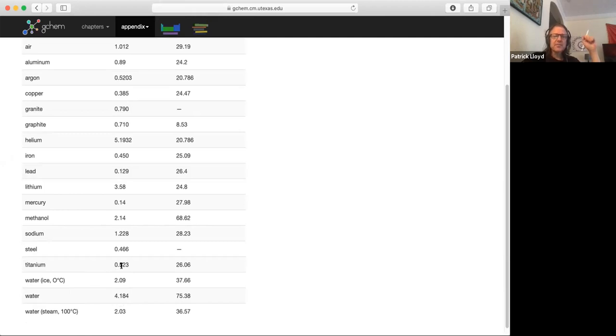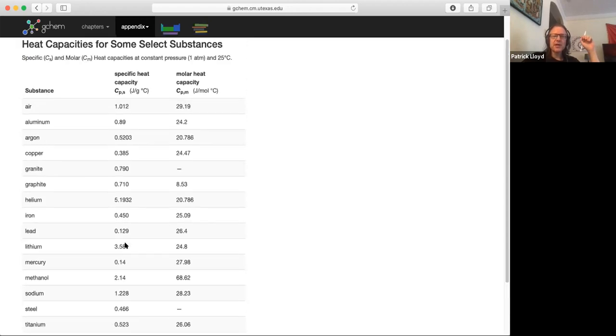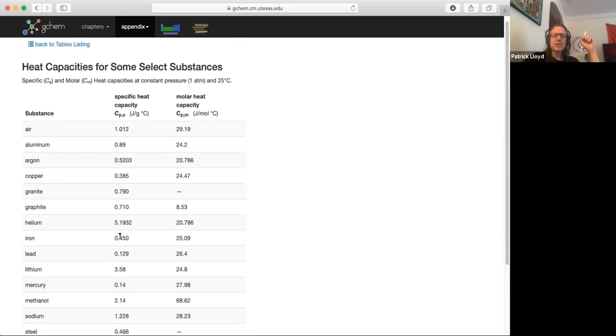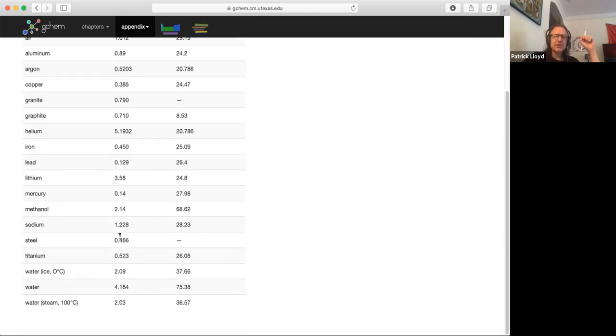Titanium, 0.5. One thing I want to draw your attention to is that metals in general are less than 1. It's relatively rare to have a metal greater than 1. Are there any? Well, lithium does, strangely enough. I don't know why lithium is 3.58. I'm not sure I even believe that, to be honest with you. Sodium is 1.228. Steel, 0.44. Most of the metals in here are under 1. I am kind of curious about lithium. Let's make a note to myself to look up lithium.